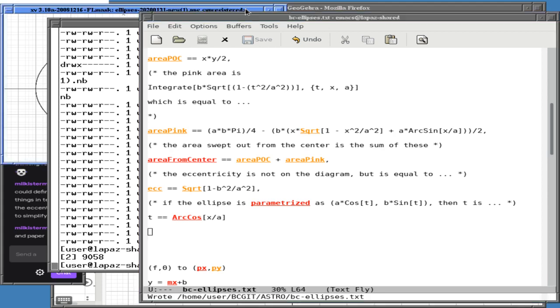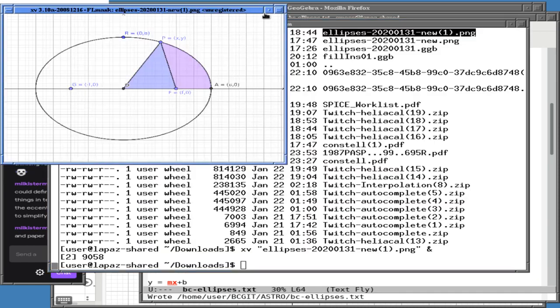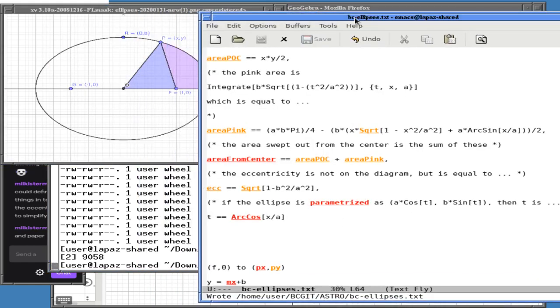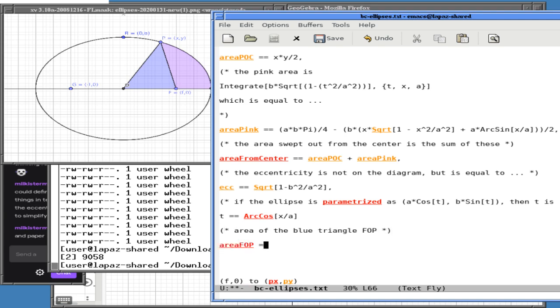And now we can say stuff like, whoa. Well, we can say stuff like, whoa, but that's not very useful. We go from here to here. I want to keep that as much as possible. Okay, the focal, okay. Area of triangle FOP, of the blue triangle FOP, is area FOP equal. The height is going to just be Y, and the base is going to be F, so it's Y over F times 2.